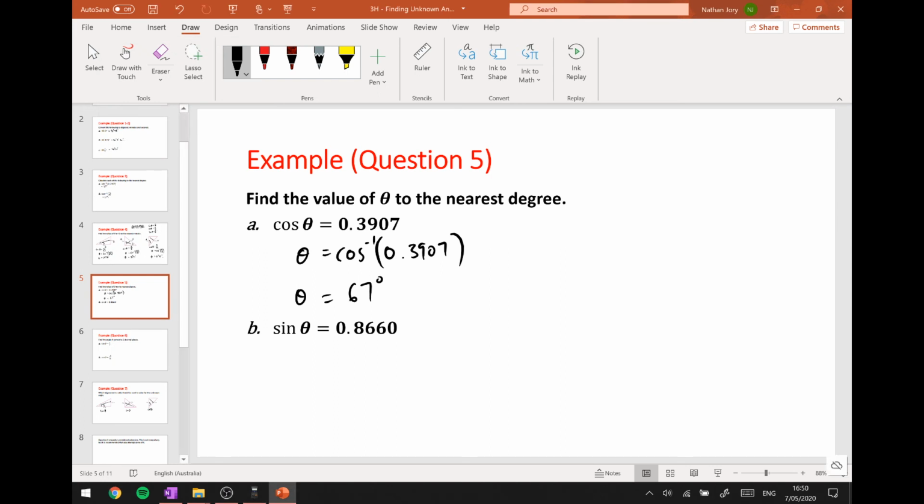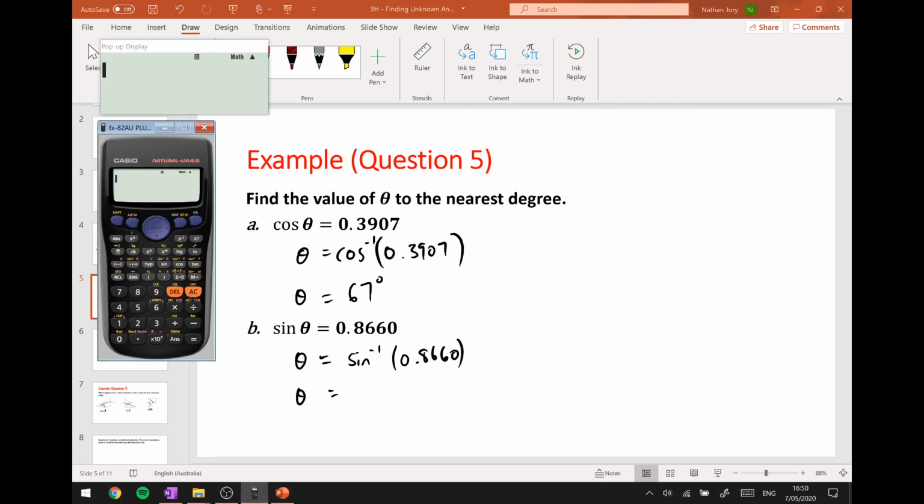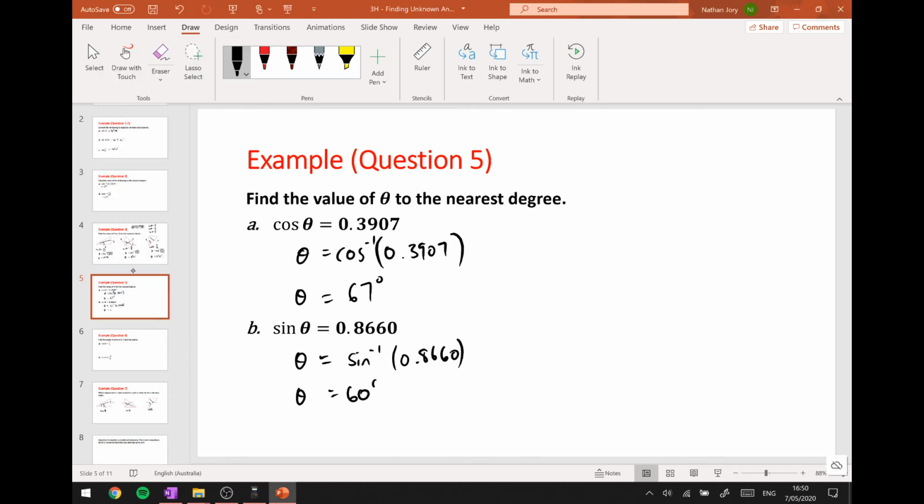Okay, sine of theta, so same thing, do the inverse. So theta is equal to sine of -1 of 0.8660. So shift sine, 0.8660. Close it off, hit equals, and we should get pretty close to 60 degrees. So 59.99, 60 to the nearest degree, that's just 60 degrees.